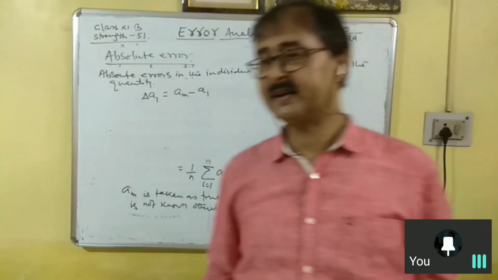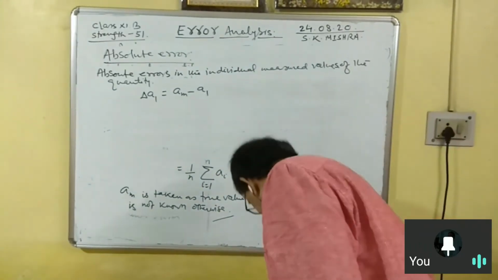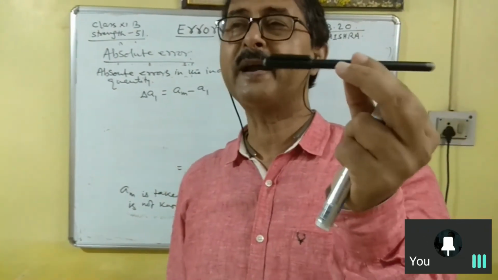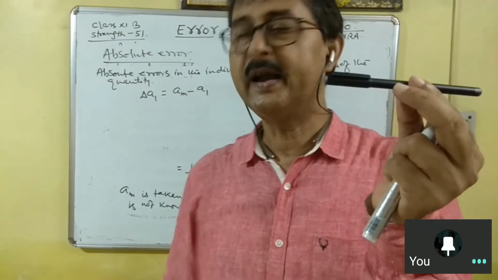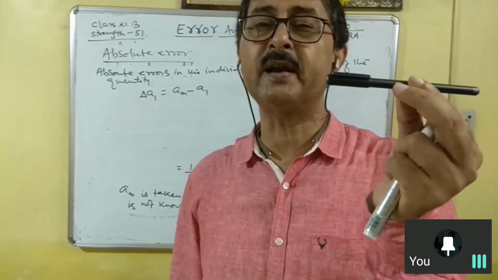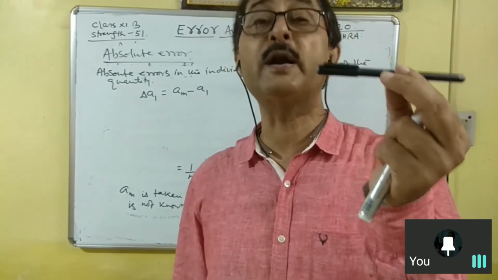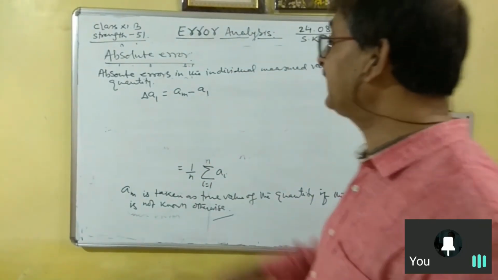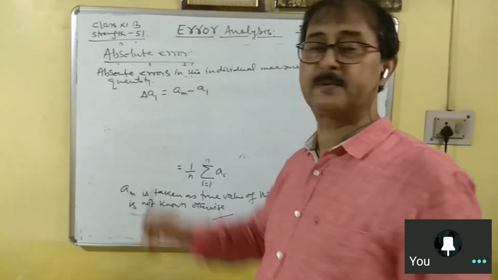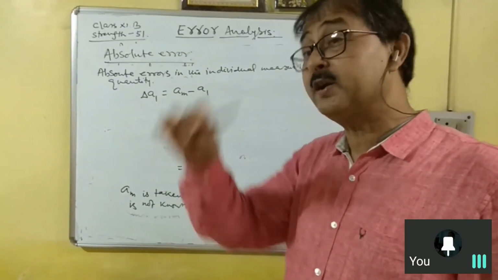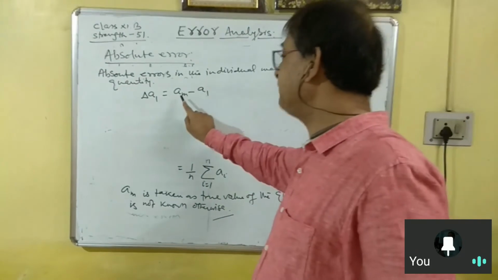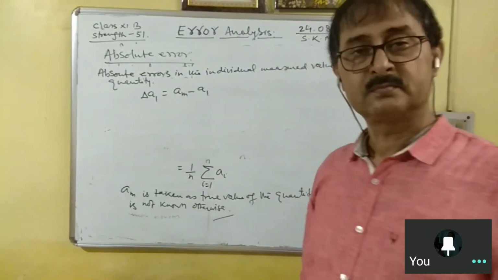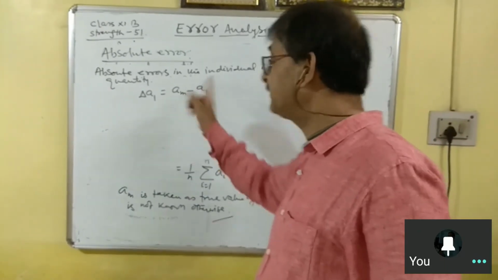Suppose you are measuring the length of this pen and the actual length may be 10 centimeter, but you have taken 9.9 centimeter. In second time you are taking 9.8 centimeter. In third time it may be 10.1 centimeter. It may be 10.2 centimeter. Then you are going to find the absolute error in each measurement. So what is the absolute error in first measurement? That is mean, that is true value minus individual measured value. This gives you absolute error in first measurement.